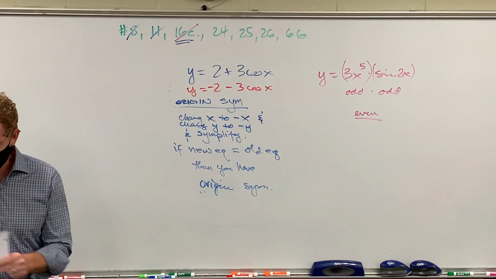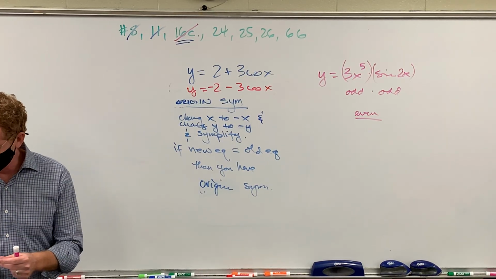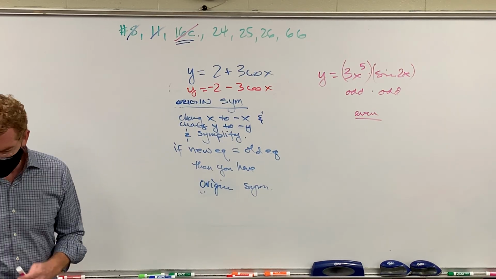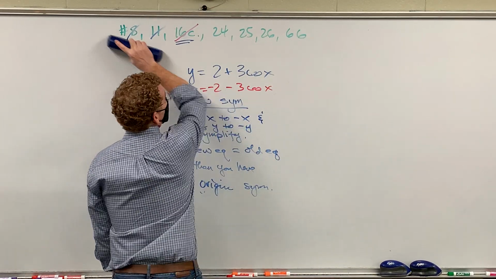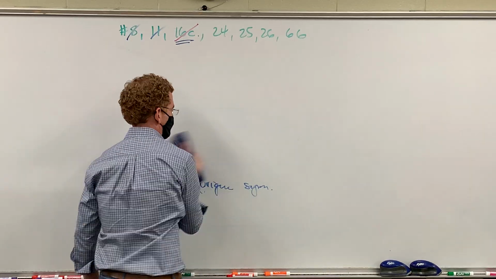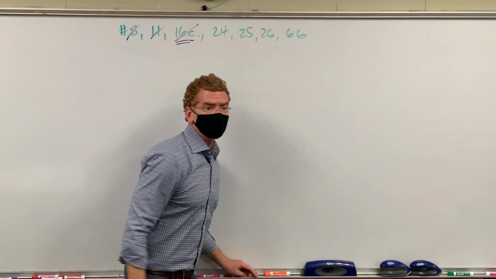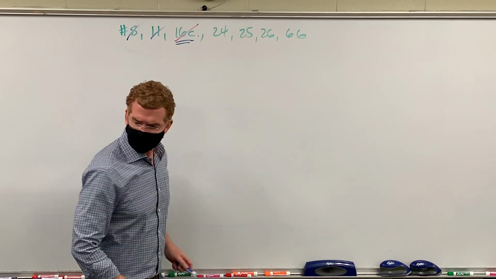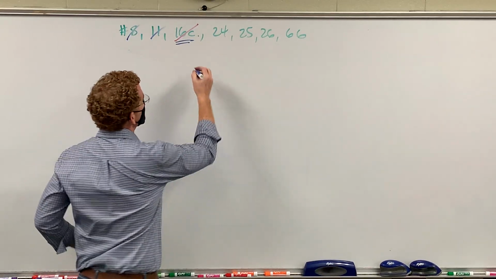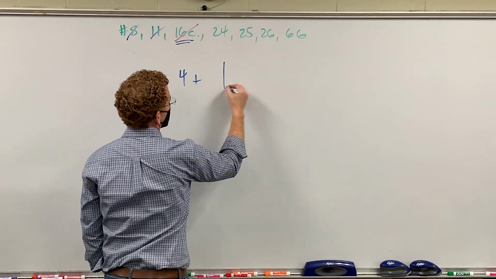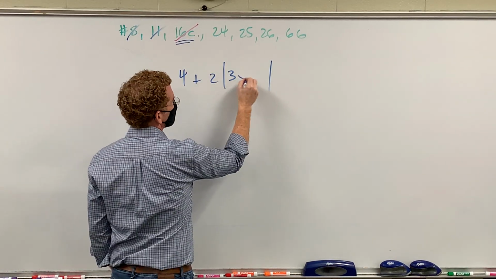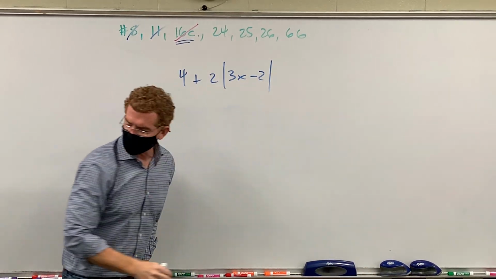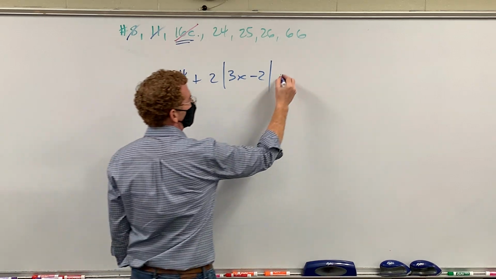24, 25. So 24 is absolute value. I'm giving a test to my Algebra 2 classes right now, today and yesterday on this topic. So here is 24. 4 plus 2 times the absolute value of 3x minus 2 is less than or equal to 8.